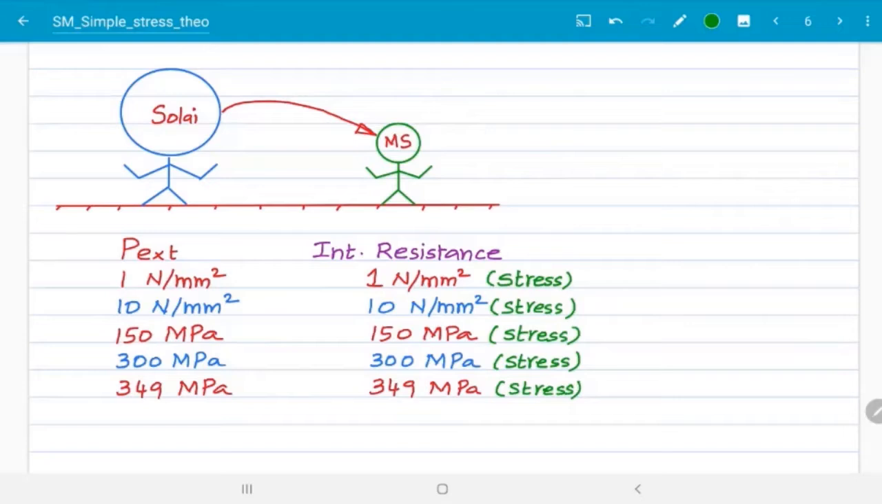Now tell me, answer my questions. Will stress vary or not? Yes, stress will vary. It will start from 0. When the external load is 0, stress is also 0. It will vary.